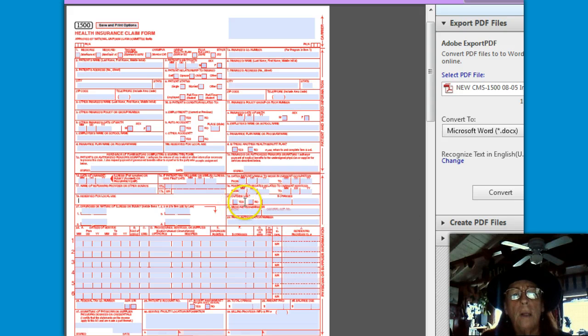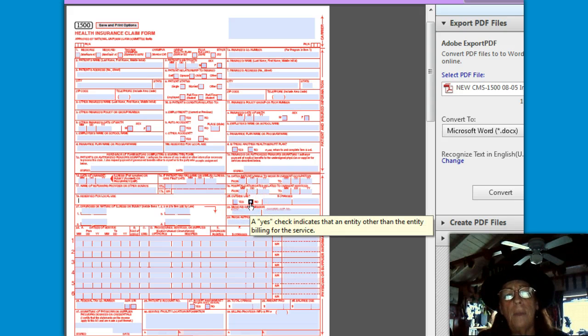This is an important one. We don't do outside lab anymore. Insurance now in California, you can't refer to yourself, so we don't do labs anymore. So outside lab, we would almost always indicate a no. So you need to make sure to put an X in that block.